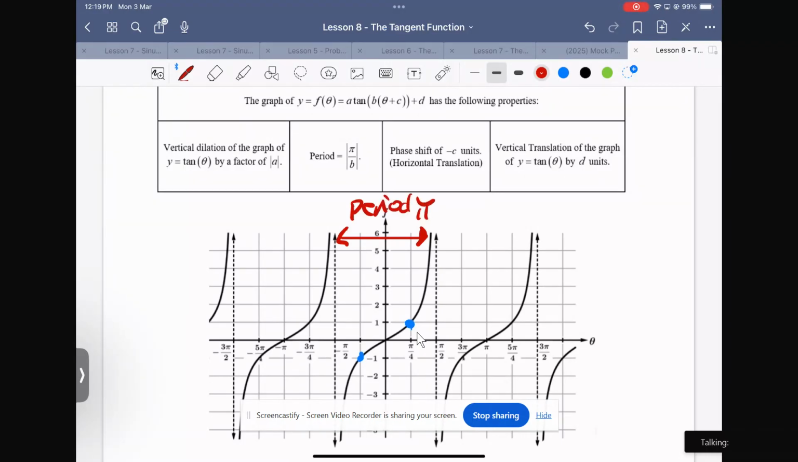What makes it really useful for this graph, in drawing the graph, is the asymptotes. Start by putting your asymptotes up when you're drawing a graph. When you're trying to interpret a graph, start looking where the asymptotes are. Find out your period first.